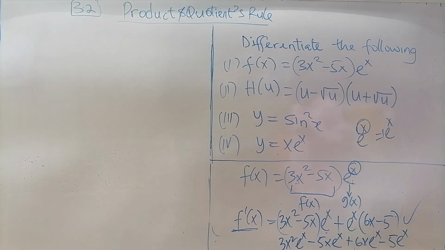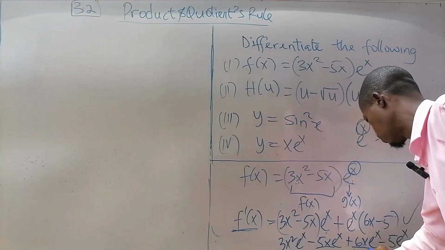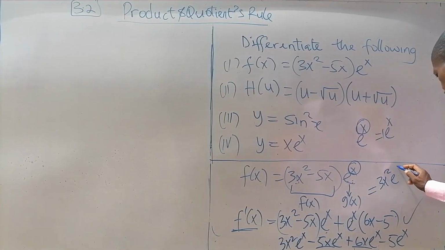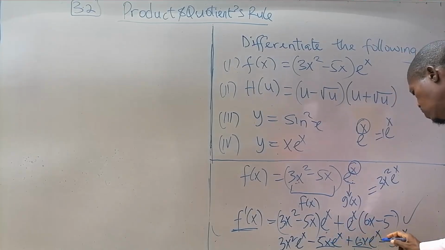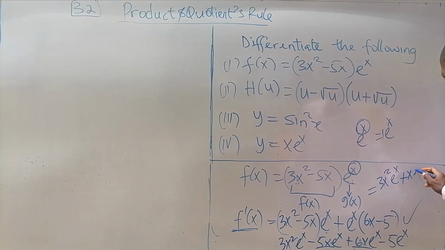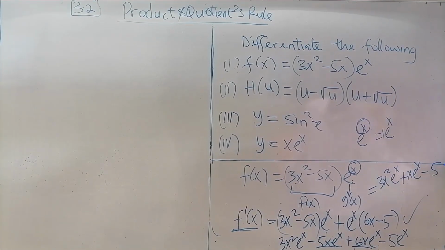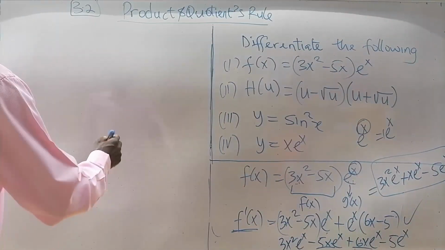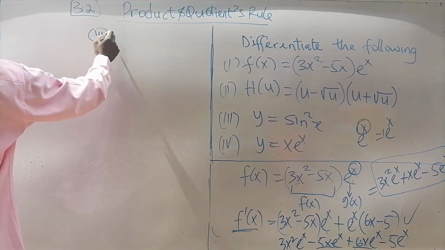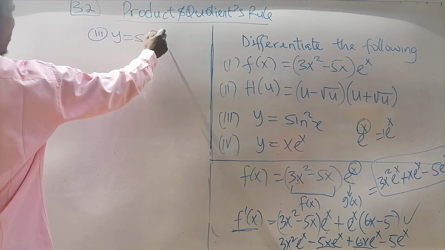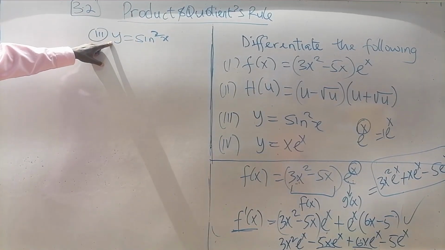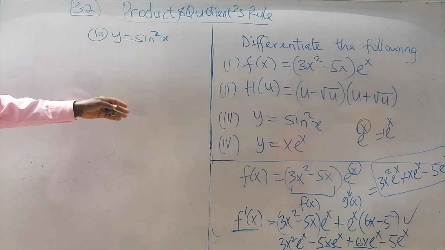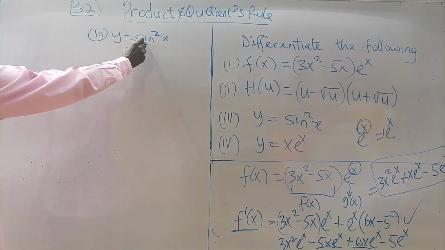We can expand. So if you combine them together, this one and this one, that will give you 3x squared e^x. This one and this one will give you plus this, and then minus 5e^x. So that's your answer for that question. The third one, we have y equal to sine squared x. We can use the chain rule for this one, but I will not do that now. When we get to chain rule, I will explain that. I want to apply product rule for this question.